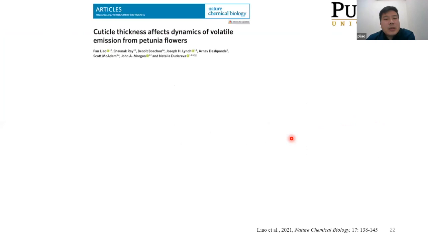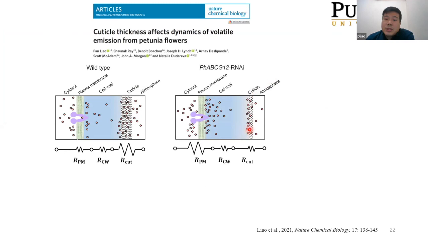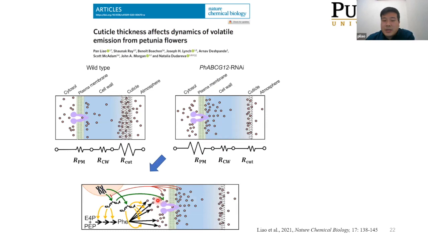So for example, in the wild type, at normal condition, the cuticle can hold about 50% of the volatiles. However, when the cuticle thickness was reduced, it can hold less of the volatiles. About 20% of the volatiles have to go inside to the plasma membrane, which caused toxicity and then triggered the feedback inhibition, which caused the downregulation of all the genes for the biosynthesis of VOCs. So finally it caused the reduction of volatiles.